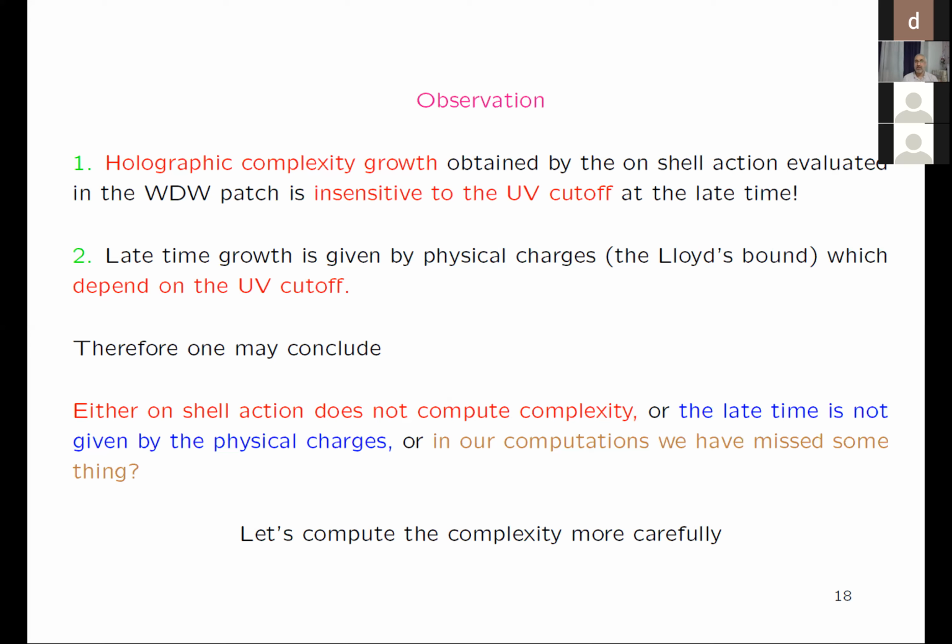Based on what is in the literature, people believe that the on-shell action evaluated on the Wheeler-DeWitt patch is some kind of complexity, and that the late time growth is given by the physical charges, which depend on the UV cutoff. Therefore, there should be something wrong with my computation here. So let's redo our computation, but more carefully.